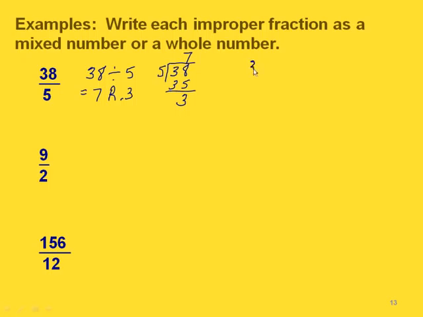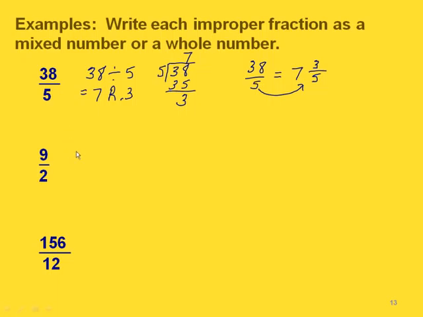And that means that our 38/5 is the same as 7. That's our whole number part because that was our quotient. Our remainder was 3, so that's the numerator of our fractional part. And our denominator is going to be the same as our original denominator. So our denominator is 5. And that means that 38/5, written as a mixed number, is 7 3/5.